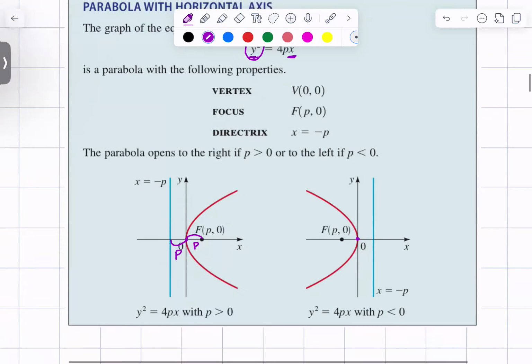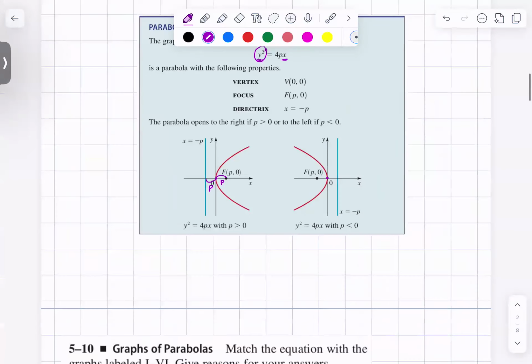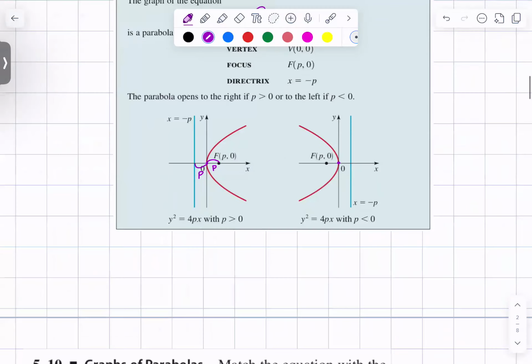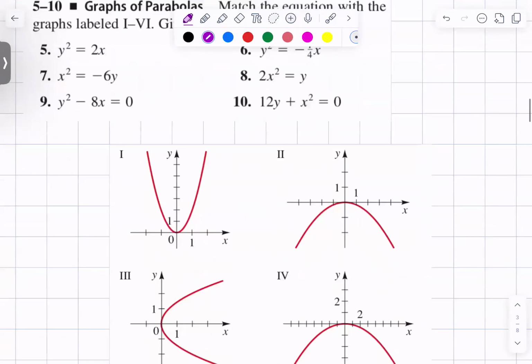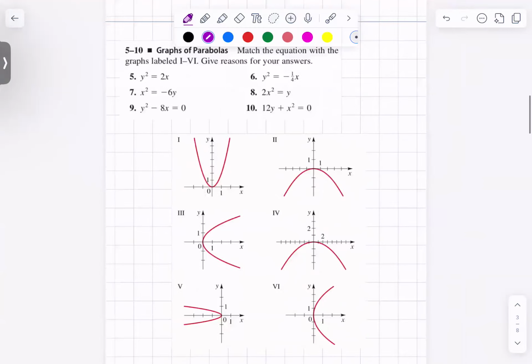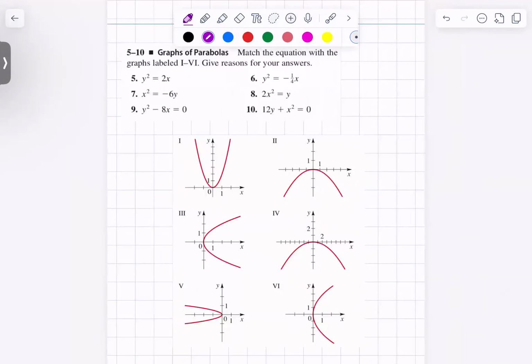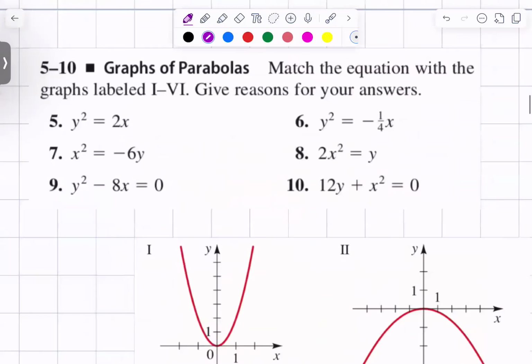Okay, so with that as our foundation, we're going to get to some examples. In this example here, we're going to match the equation with the graph labeled 1 through 6. So let's look at the equations first.